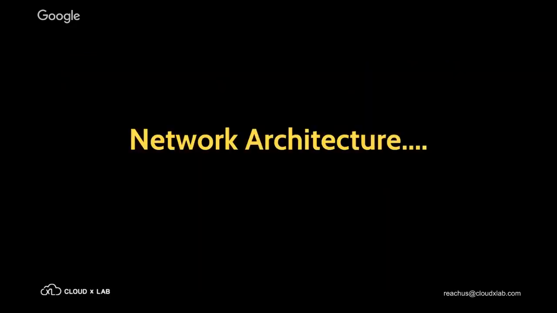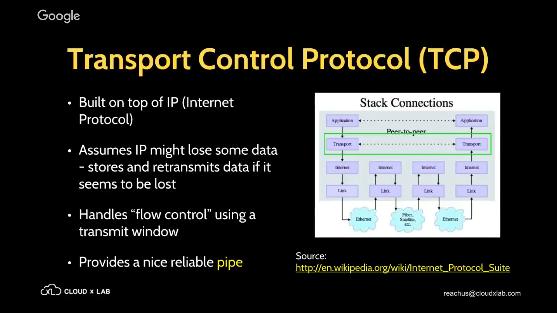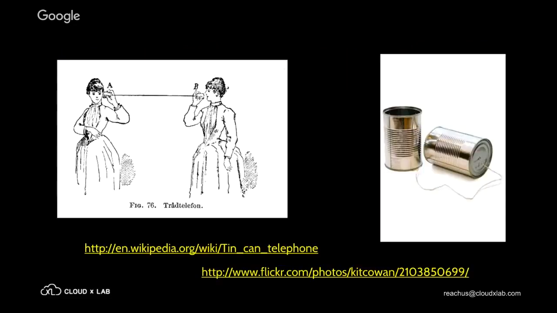Now, let's talk about the network architecture. Most of the internet works on TCP, Transmission Control Protocol, built on top of IP, Internet Protocol. It assumes IP might lose some data, so it retransmits the data if it seems to be lost. It handles flow control using a transmit window, and it provides a nice reliable pipe. So TCP is basically the underlying protocol. What's a protocol? A protocol is something that two parties agree on and follow.